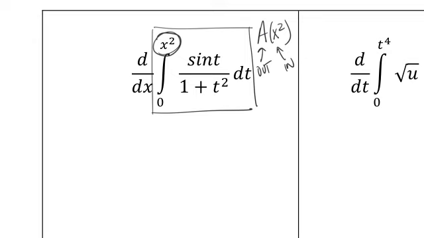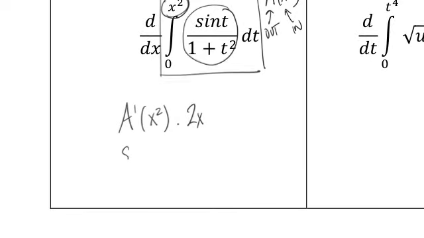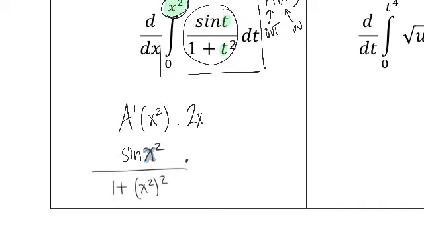So we want to do out prime of in times in prime, okay? So the out prime, we know the derivative of the area function is this. So we'll just do sine, and then we have to put in x squared. We have to put this in for t, right? So I'll get sine x squared over 1 plus x squared squared times the in prime, which is 2x. So this is going to be 2x sine x squared over 1 plus x to the 4th.